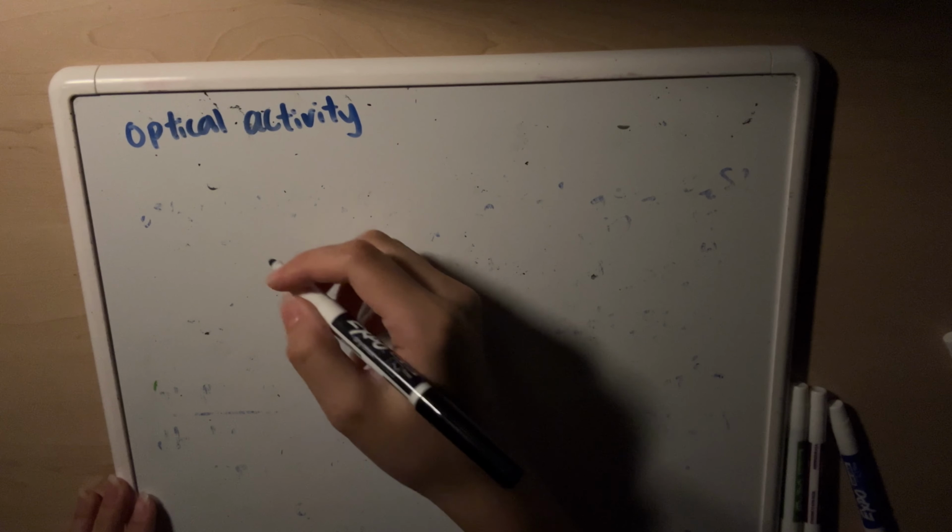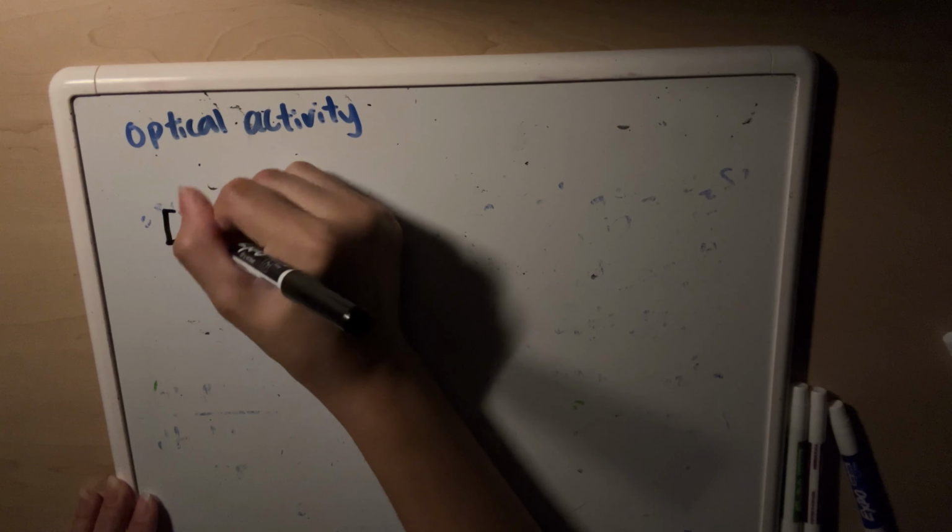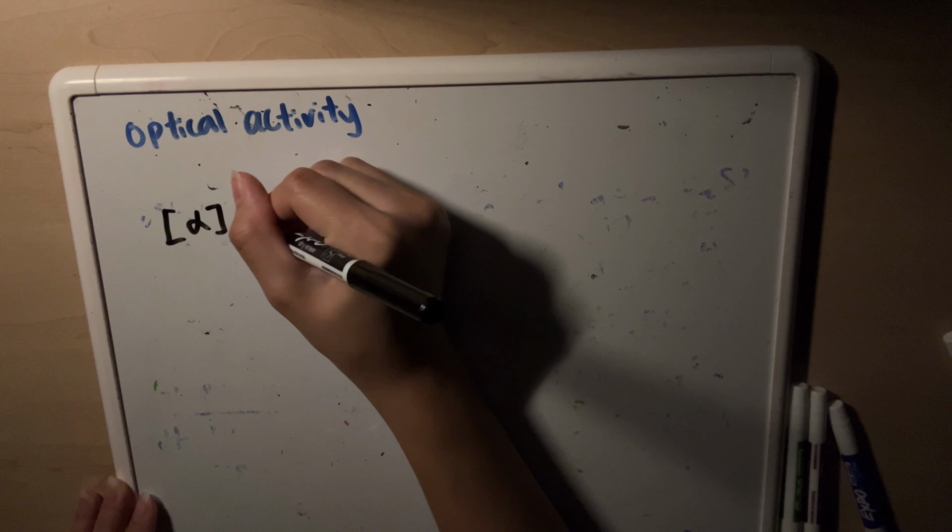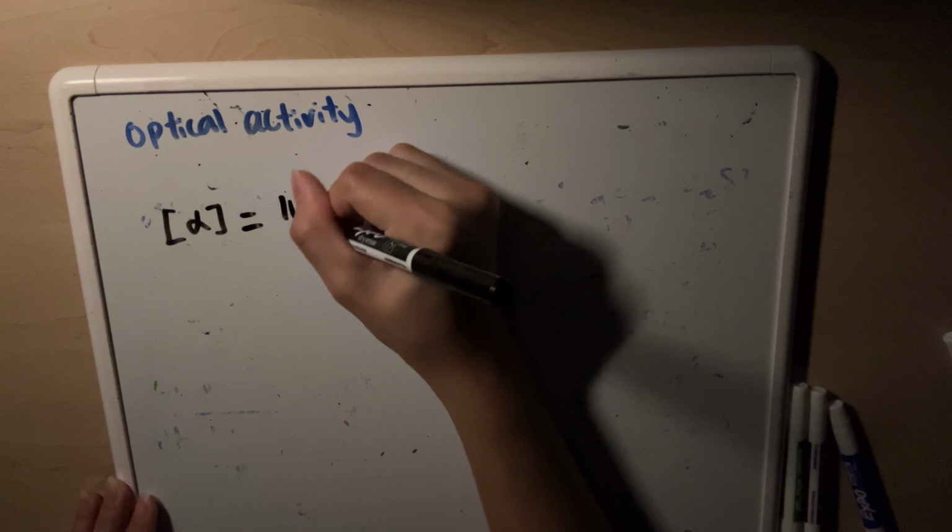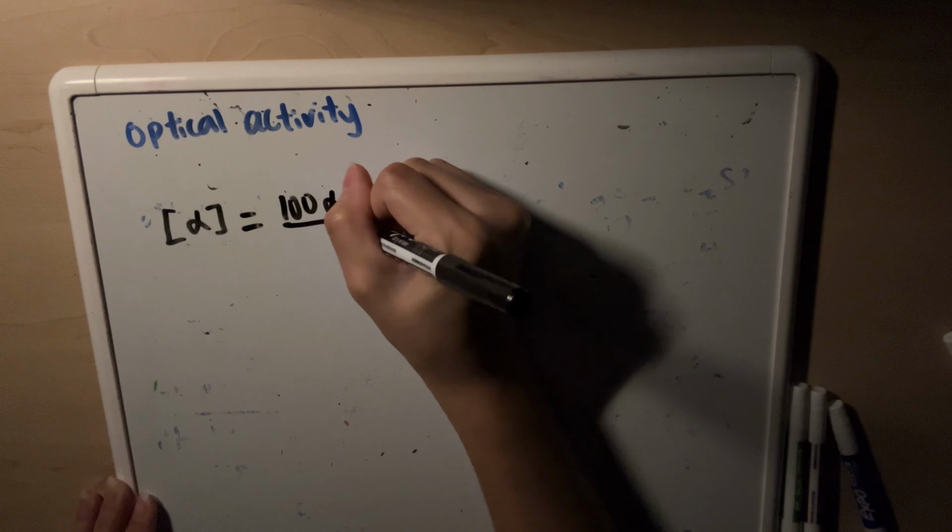And then there is actually a formula for calculating specific rotation, and I'll just write it down if you want to know what it is. So I'll use black. It's going to be alpha. Oh, that's a bad alpha, my bad. And then 100 over.